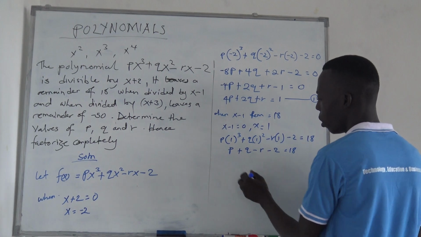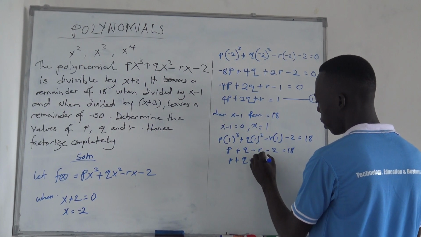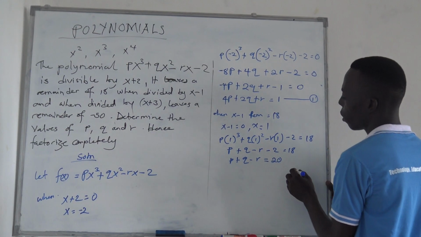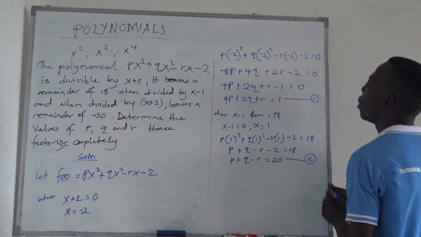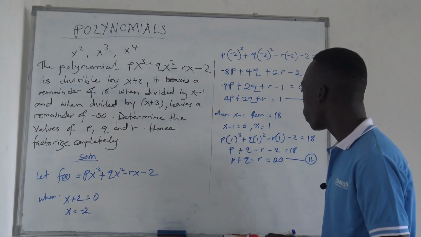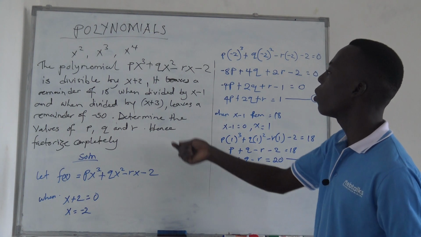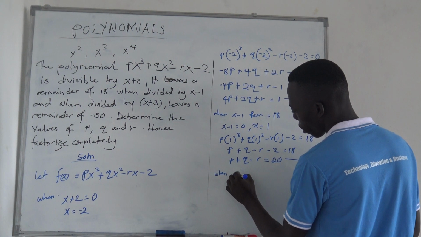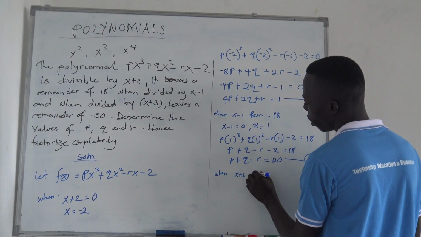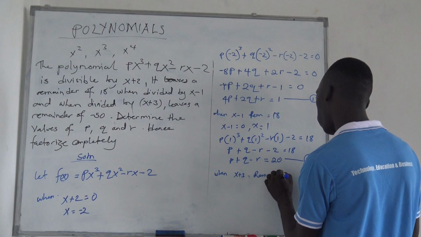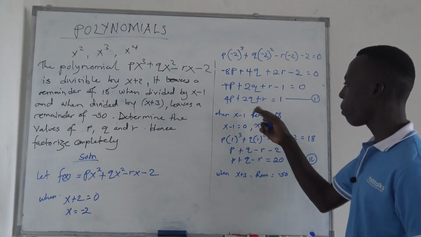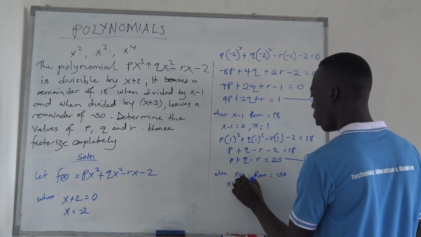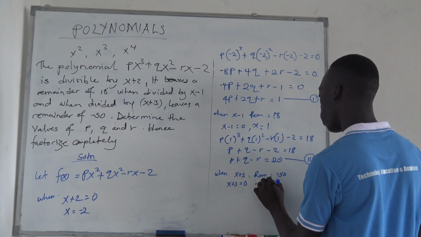Bring this to the other side, which will give us p plus q minus r equals, when we bring this on this side, 20. So that one becomes our equation 2. So after getting equation 2, we are continuing also that when divided by x plus 3, this one leaves a remainder of negative 50. So after getting that, we substitute in the other one, but first get the value of x. So x plus 3 equals 0. So here, our x equals negative 3.